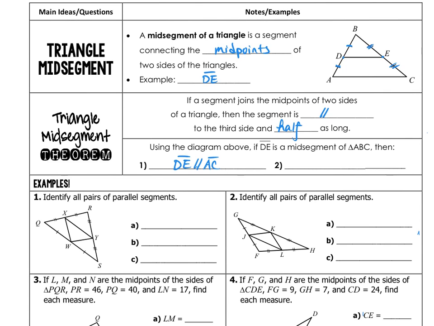And also DE is half as long as AC. Or you can also write it in this way: this midsegment times 2 equals the length of the other side. So remember, this one is called the triangle midsegment theorem, okay? You have to remember the name of this theorem.